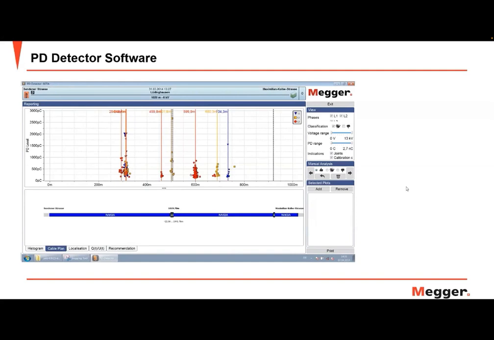And that was what I was talking about earlier, finding partial discharge in the section between the splices, which is in the very middle there and towards the right at just over 900 meters. So we can see that between those two, we have PD activity on phase 1, 2, and 3.